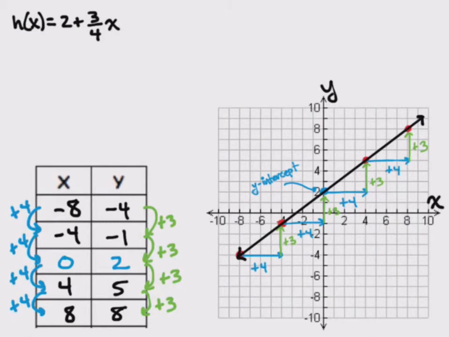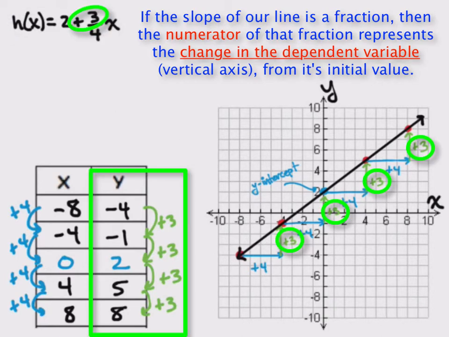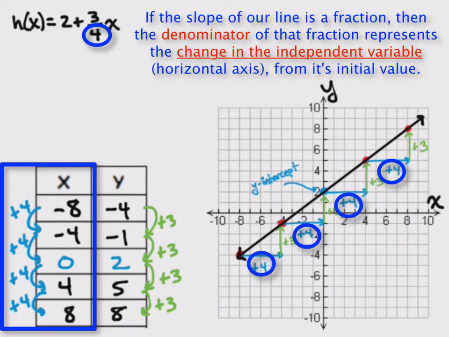So, a new way to think about the slope of a line. If the slope of our line is a fraction, such as in y equals 2 plus 3/4 x, then the numerator of that fraction represents the change in the dependent variable on the vertical axis from its initial value. In this case, it started at 2 when x was 0, and the denominator represents the change in the independent variable on the horizontal axis from its initial value, which is always 0.